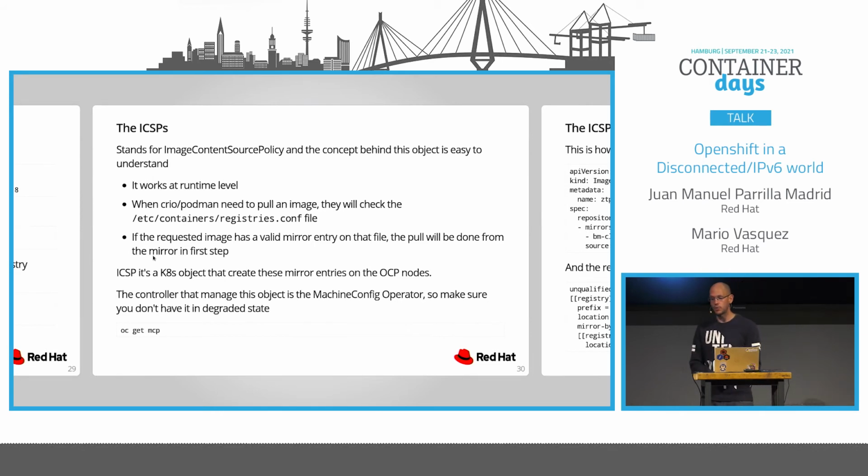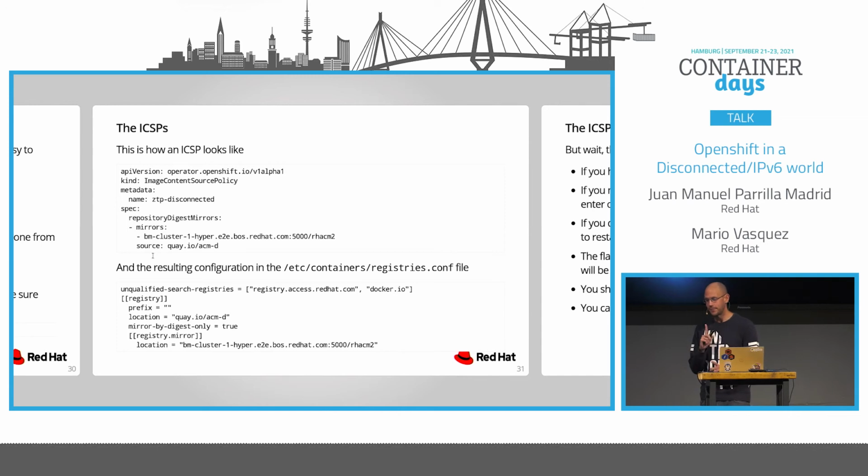As I said before, it is at runtime level, so you need CRI-O working on your master nodes. When CRI-O needs to pull an image, it will check the registries.conf file, and it will take the mirror that is in front of the image. It's a Kubernetes object, and the controller is the Machine Config Operator. So you need to have it in a non-degraded state. If not, the ICSP will not work.